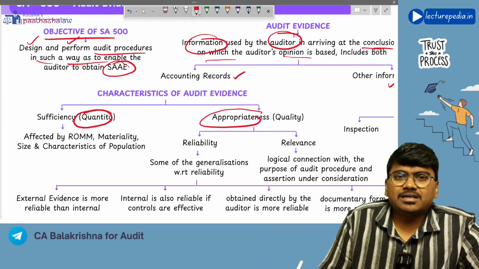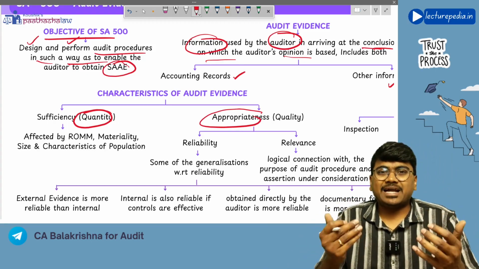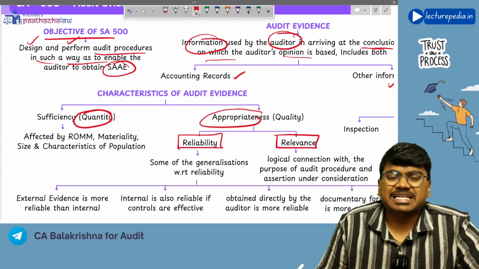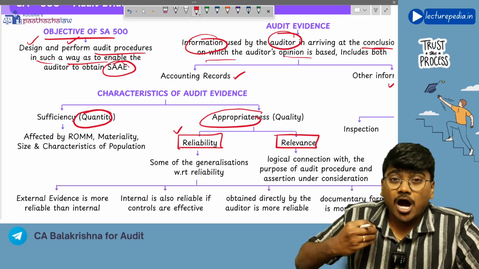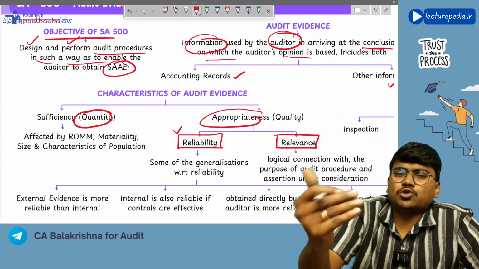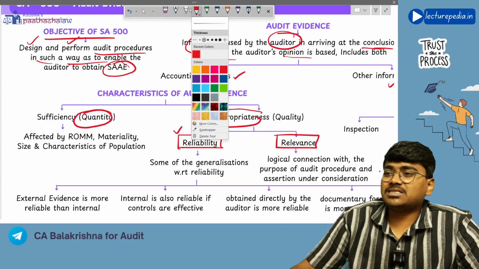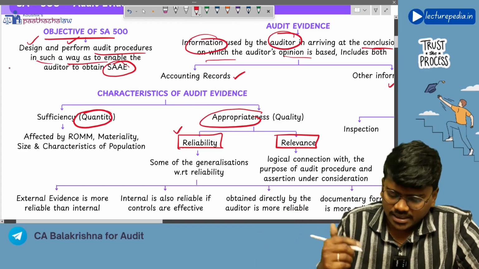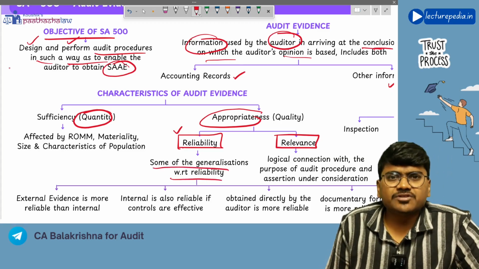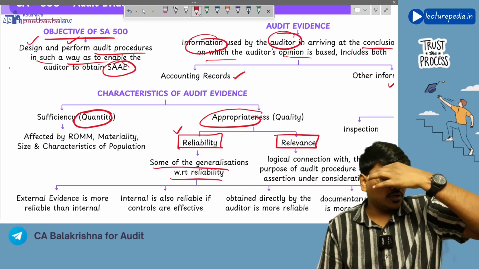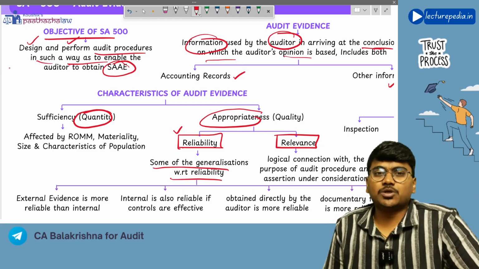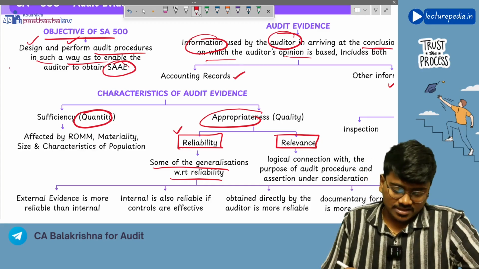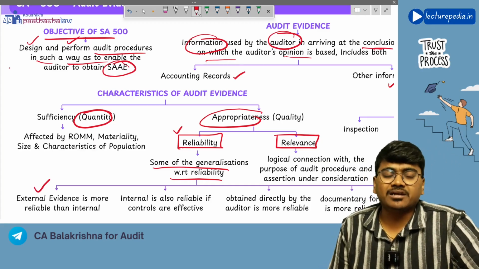Appropriateness is impacted by two things: one is reliability, another is relevance. Reliability means how much reliance you can place on that audit evidence, to what extent you can believe in it. I told you there are 5 generalizations with respect to reliability. First, external evidence is more reliable than internal evidence.